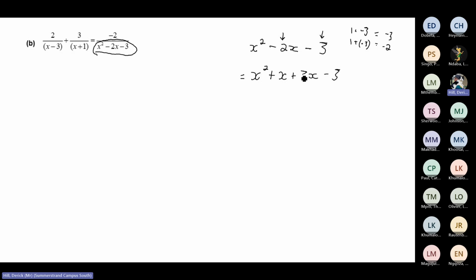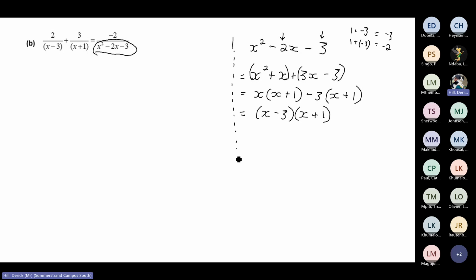I'm going to group that together and that together. What can I take out of the first group? An x, of course. That leaves me with an x plus a 1. What can I take out of the second group? A minus 3, in fact, which will leave me with another x plus 1. And that's going to be x minus 3 multiplied by the common factor of x plus 1 in brackets. Let me make another dotted line so we don't get muddled up. Now we can continue.